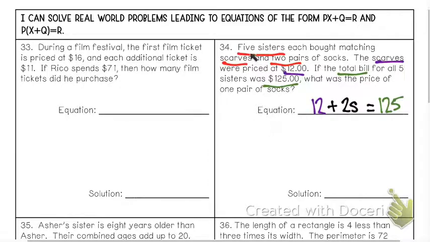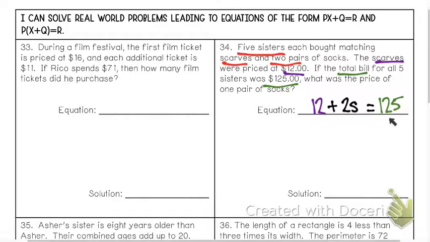I'm going to identify a couple of things here. And the very first thing is that there are 5 sisters, and there's 1 scarf and 2 pairs of socks that were being purchased. The scarves are at $12. The total bill is $125. So if I look at this here, I can say scarves plus socks equals total cost.